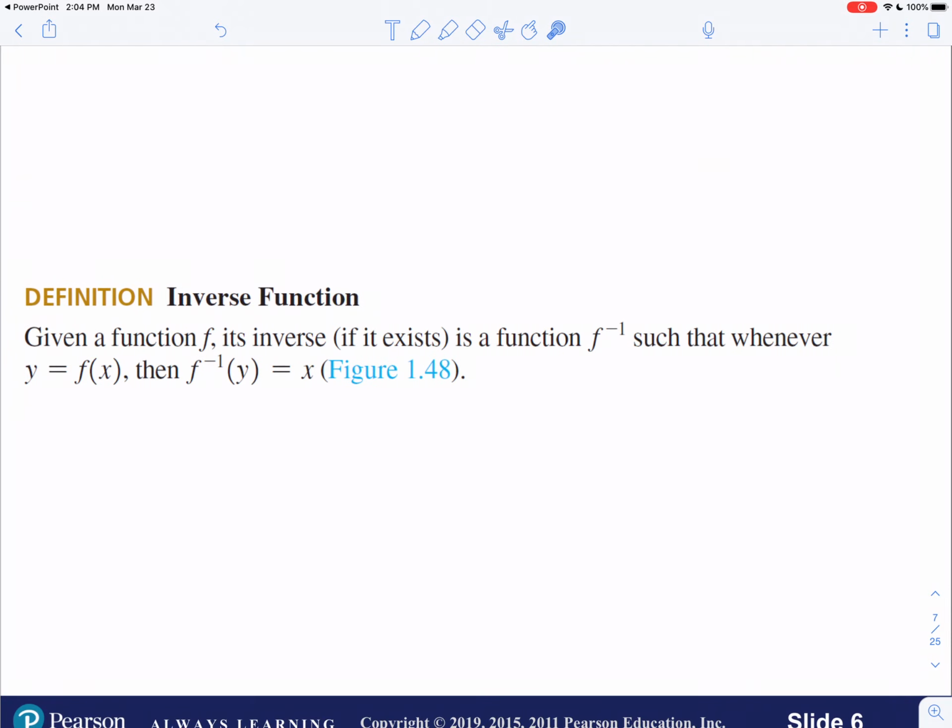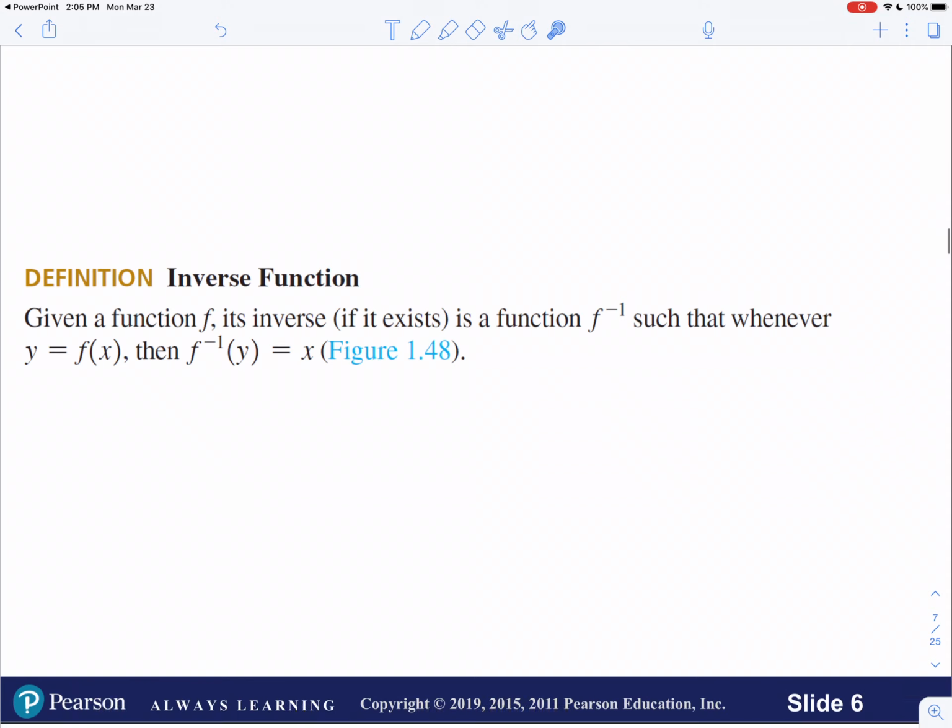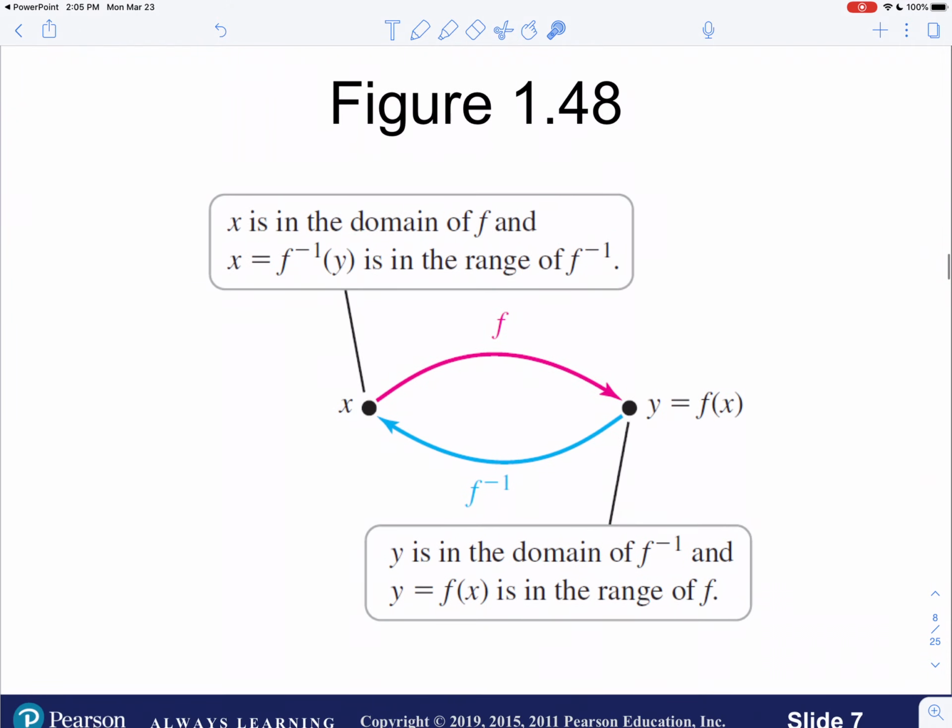So, an inverse function: given a function, its inverse, if it exists, is a function f inverse such that if y equals f of x, then f inverse of y gives us x. So if we have y equals f of x, the inverse of y is going to give us x, right? It undoes our original function.